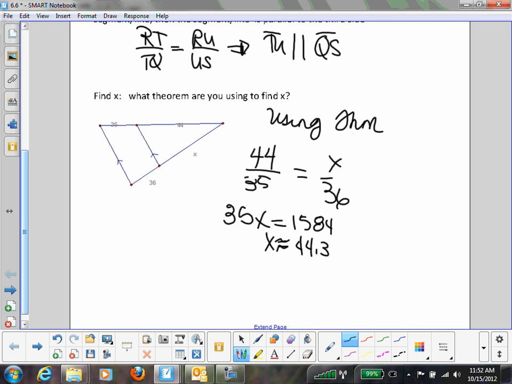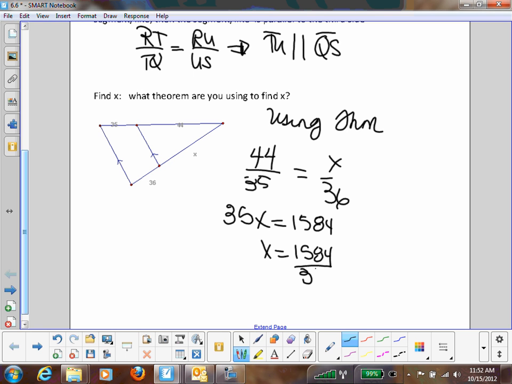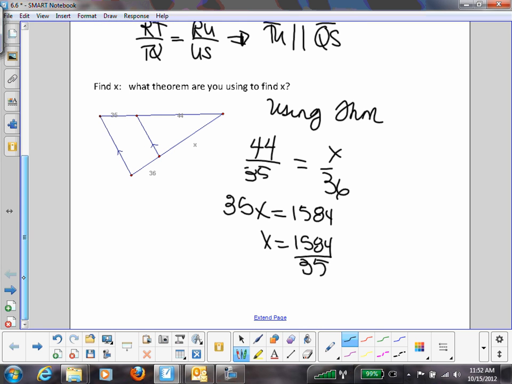Well, let's not do this. Let's do it exact. So that's going to be 1584 over 35. And does that reduce down at all? Does that simplify into a smaller fraction? That's it? And then we'll leave it like that, because we want it exact. We don't want it rounded.